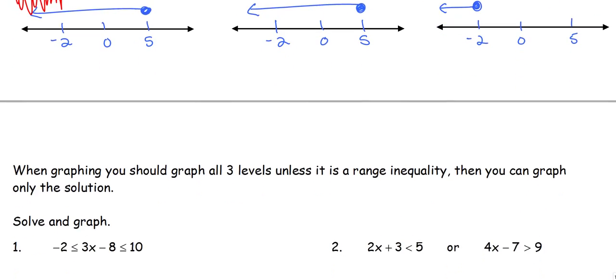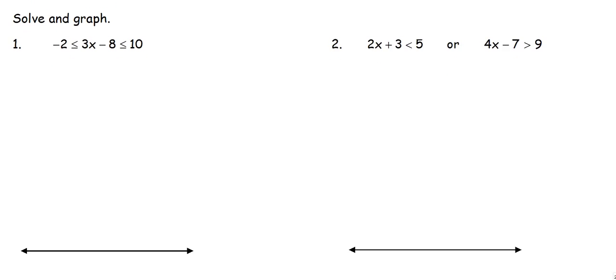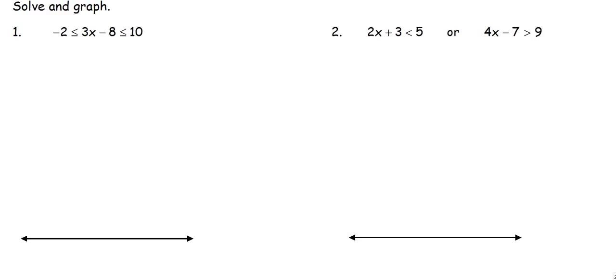Okay, so let's go ahead and start solving. When you are graphing, don't forget that you should always have 3 levels unless it's a range inequality. If we give you a range inequality, you can go ahead and just go to the solution set. Otherwise, you should have the first mini inequality, the second one, and then your solution.